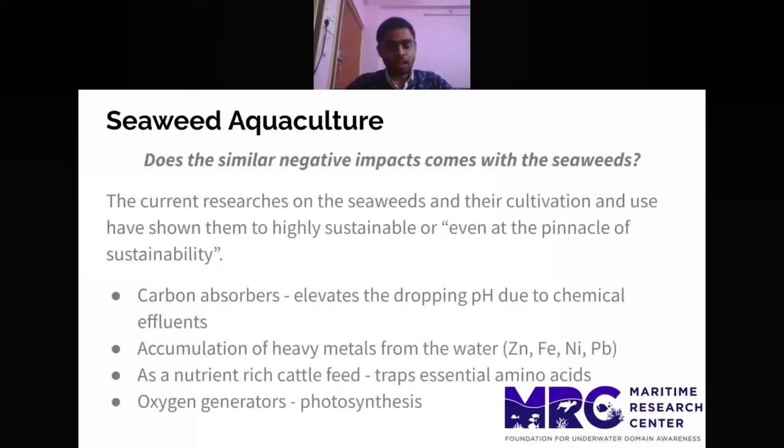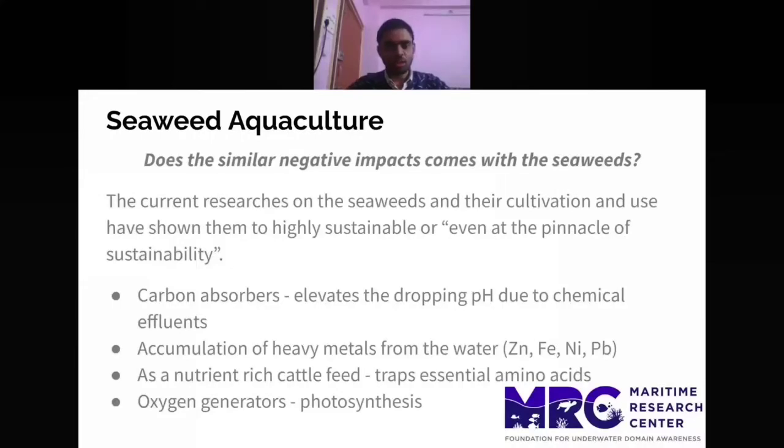So the answer is clearly no. As of now, there are no foreseen negative consequences, and we can even term seaweed a pinnacle of sustainability. They act as carbon absorbers because they use photosynthesis, so they absorb carbon. They accumulate heavy metals from the water. They can be used in cattle feed as they are nutrient rich. They trap essential amino acids from the water. They act as an oxygen generator through photosynthesis.